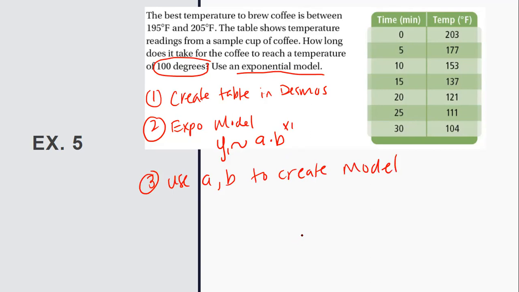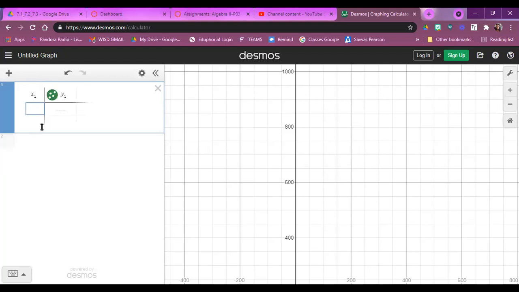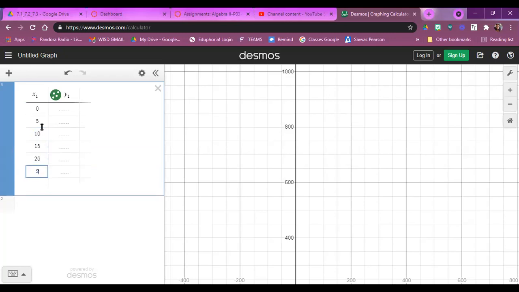We're going to create the table in Desmos, input the exponential model, and then create the model that fits the problem that we have. Cool? All right. So to put in a table, I'm going to hit add table. I'm going to type in my values. I have 0, 5, 10, 15, 20, 25, 30. I don't need 35.